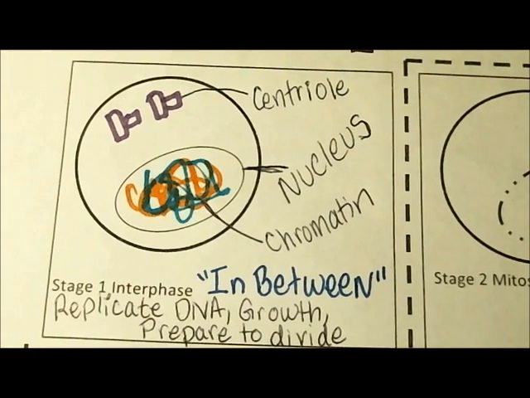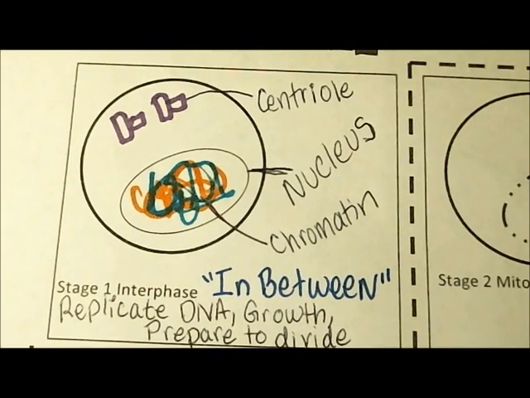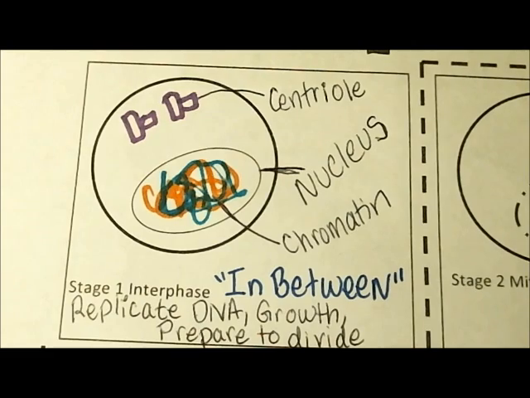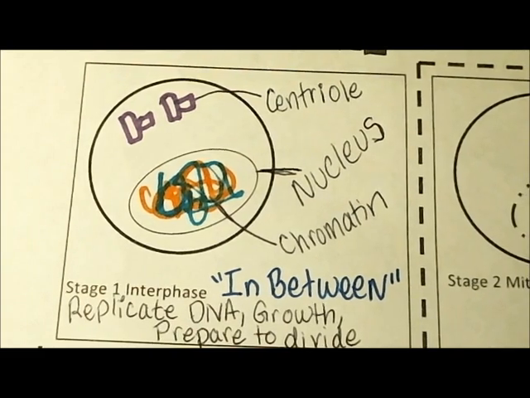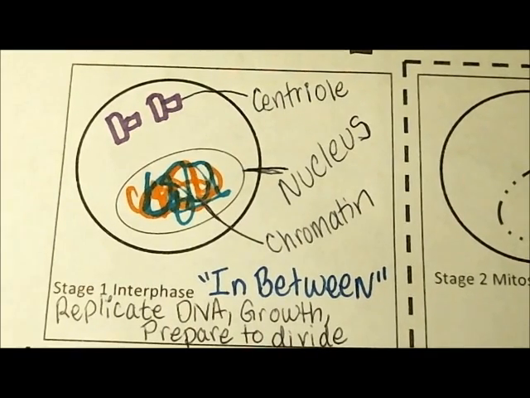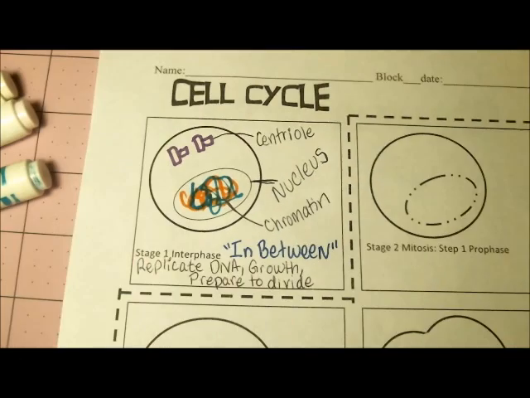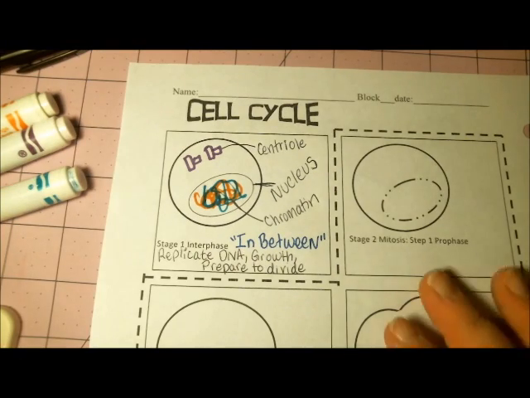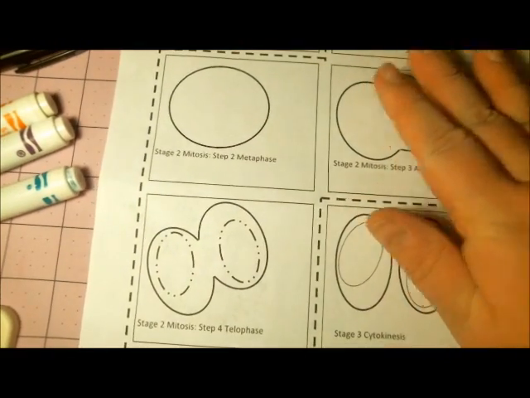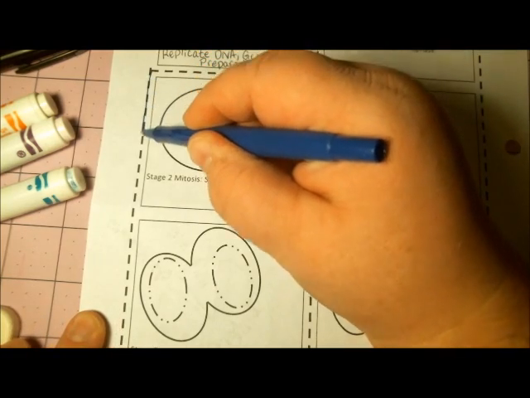Then our next stage is mitosis. So I'm going to take my title color and right above the dotted line. So notice we have this dotted line that kind of covers all the next 4 stages. And I'm going to take this title color and kind of outline that dotted line.